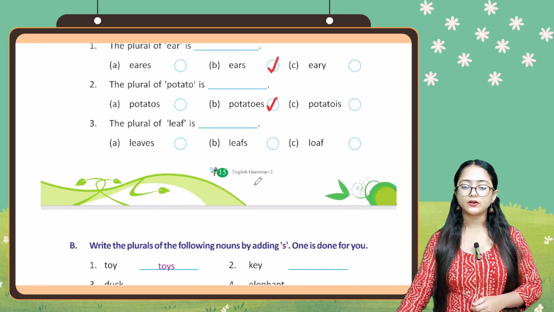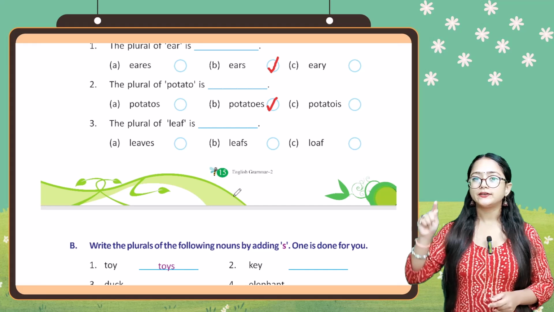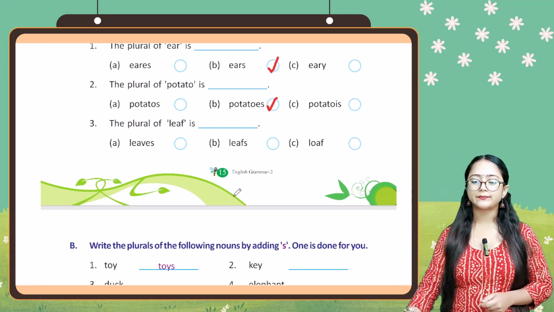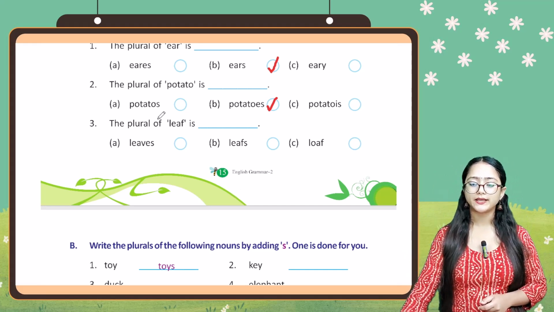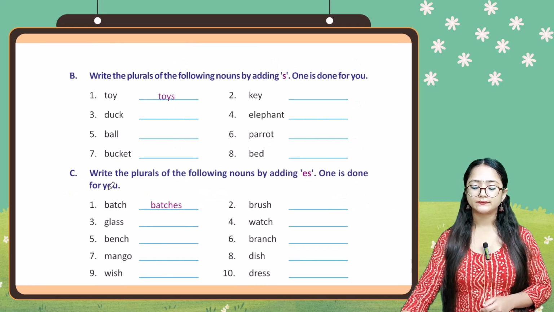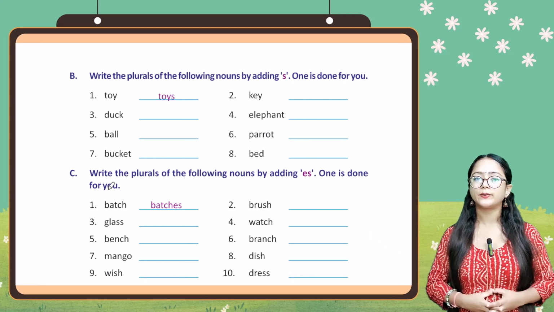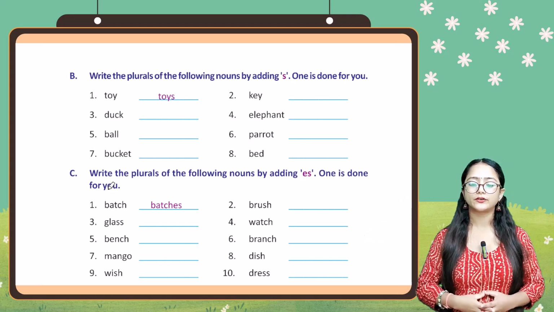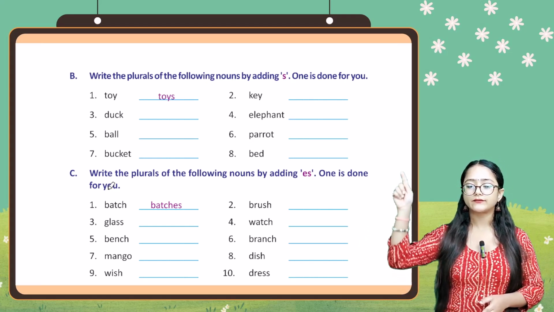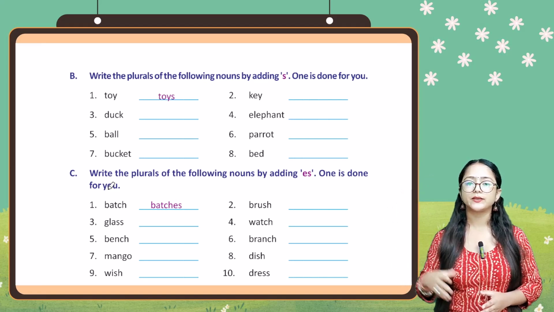Next one, the plural of leaf is dash. Here you have to remove F and add VES. That means leaves. That means option A. So take that one. Now the next question is, write the plural of the following noun by adding S. One is already done for you. Toy, toys. You just have to add S at the last to make it plural.